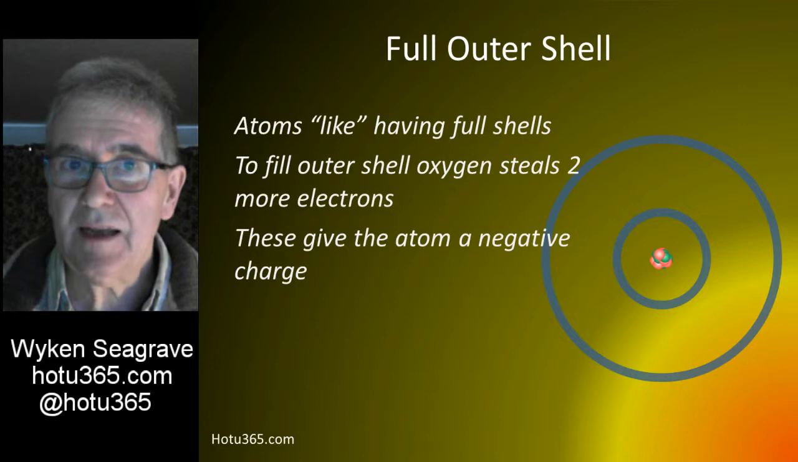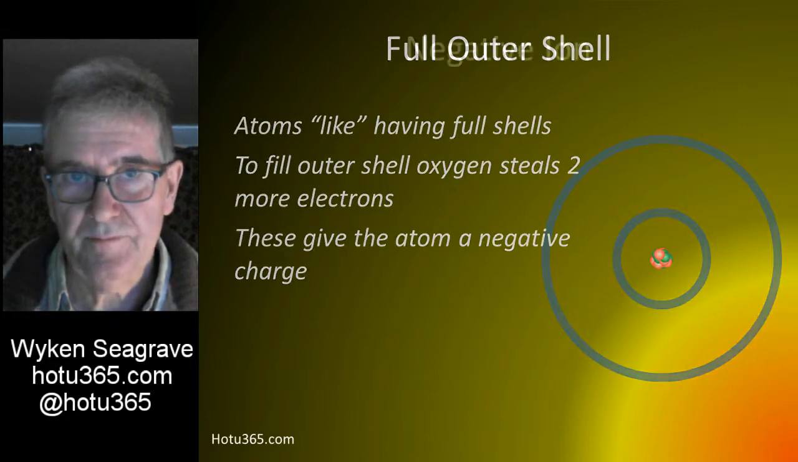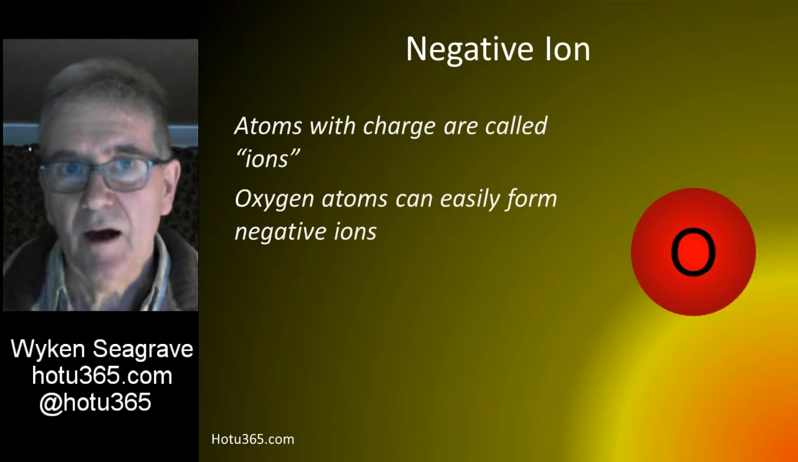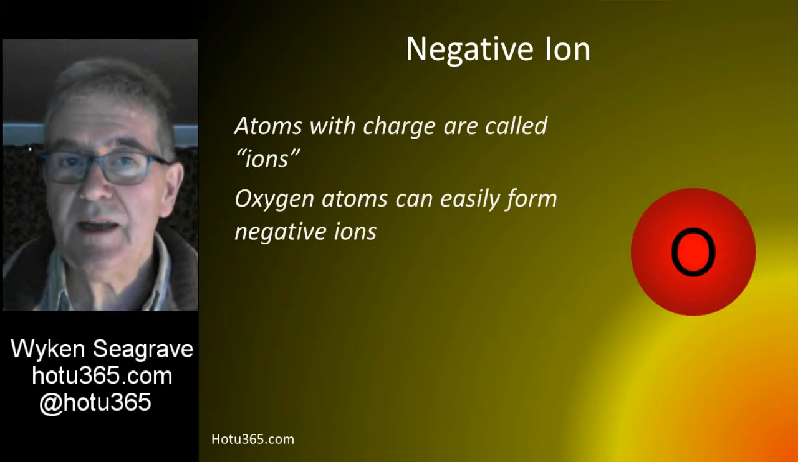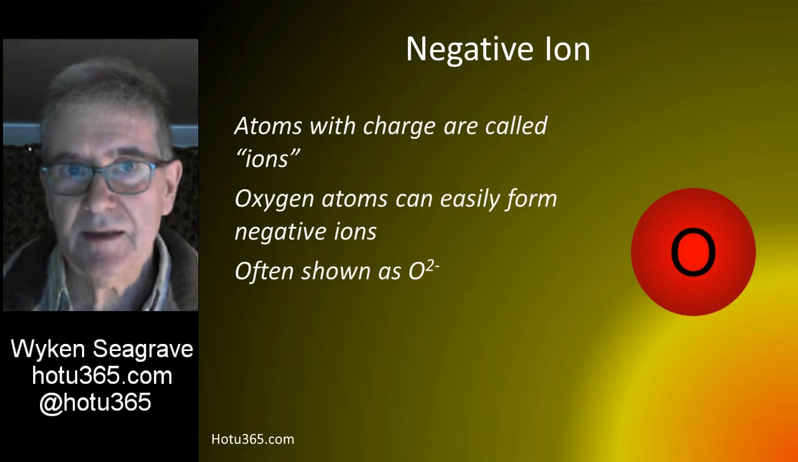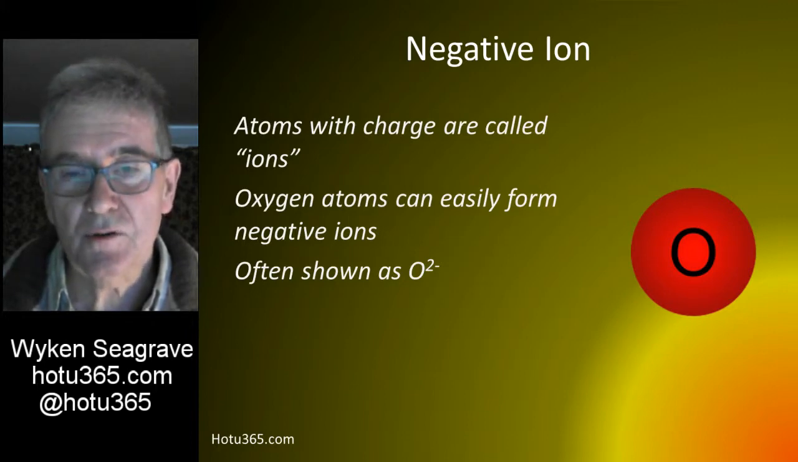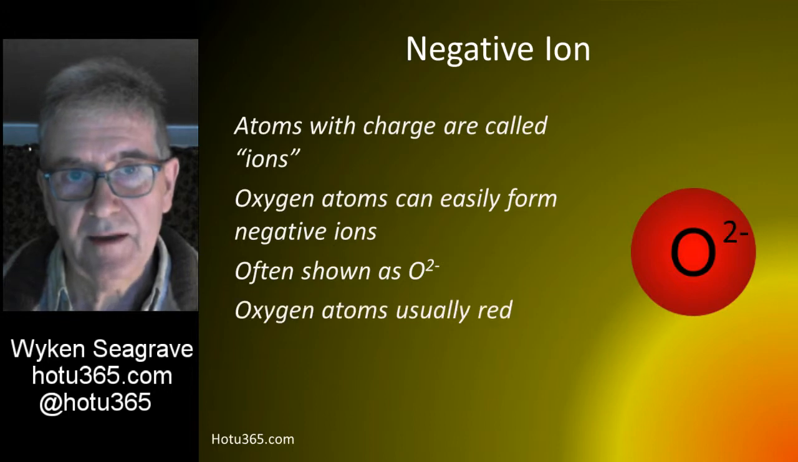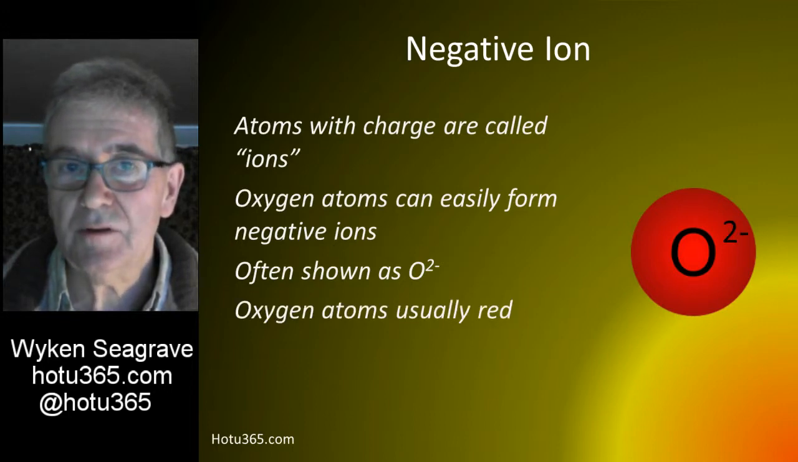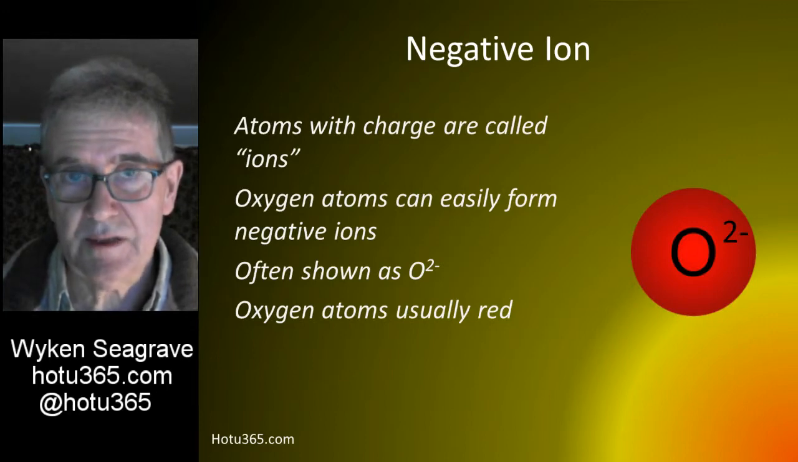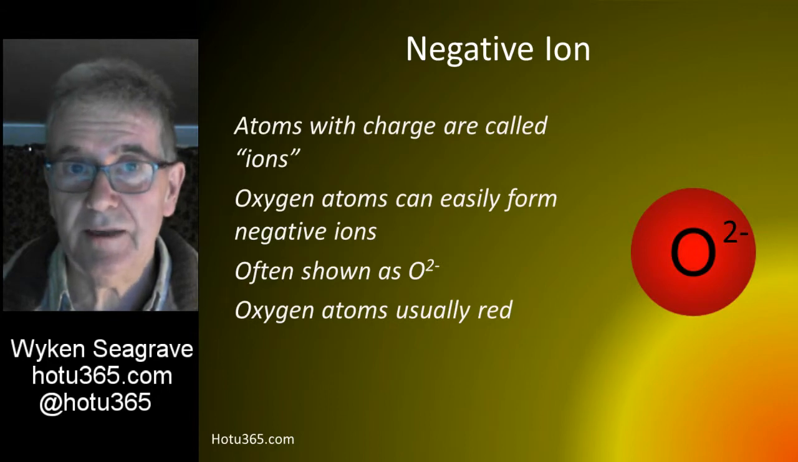These give the atom a negative charge. Atoms which have extra charge are called ions. Oxygen atoms can easily form negative ions, and this is often shown as O for oxygen with a little 2 and a minus sign. And oxygen atoms are usually shown as red balls in diagrams showing atoms and molecules, which we'll come on to later.